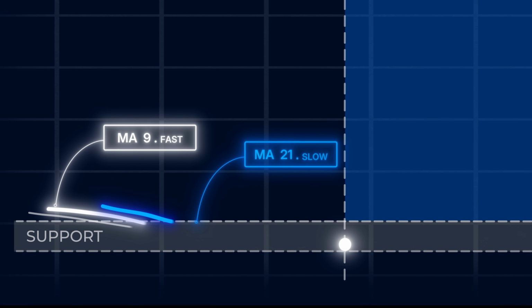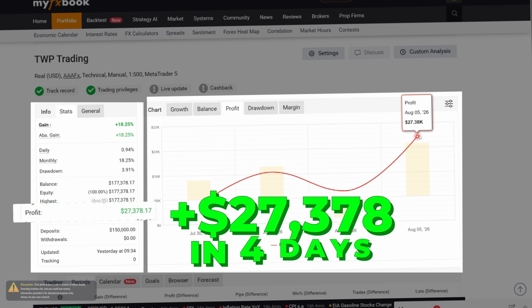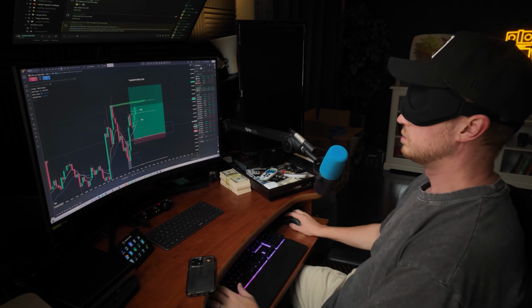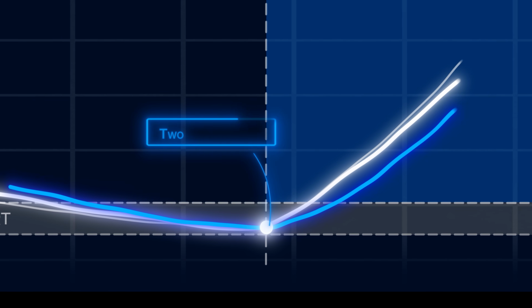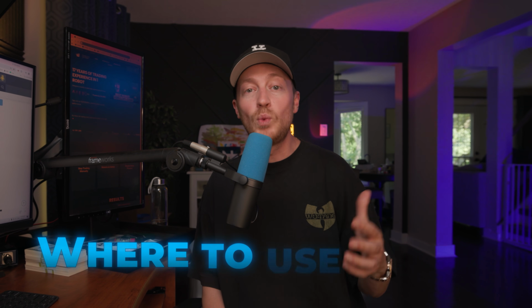These two indicators helped me make this much in verified trading profits over the last 4 days. But this isn't just another strategy where you enter blindly every time two lines cross. The indicators are only the entry trigger. The real advantage comes from knowing exactly where to use them.